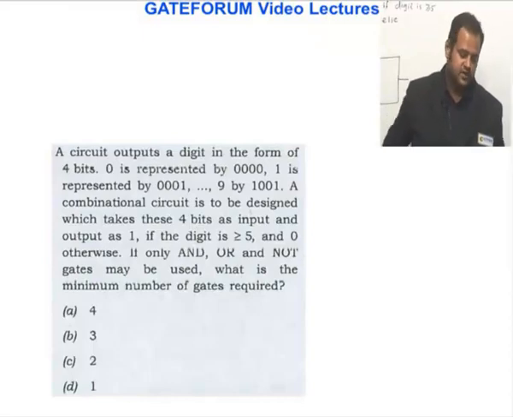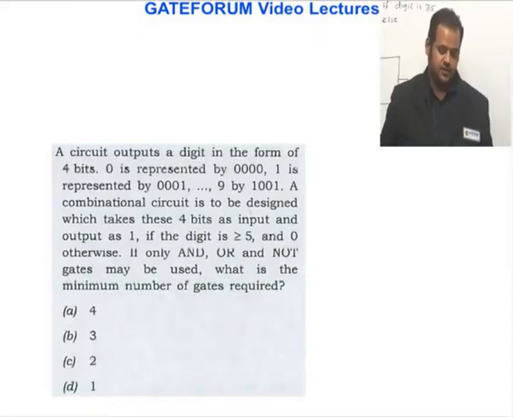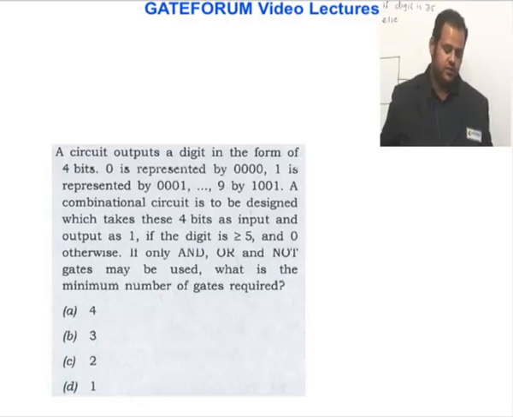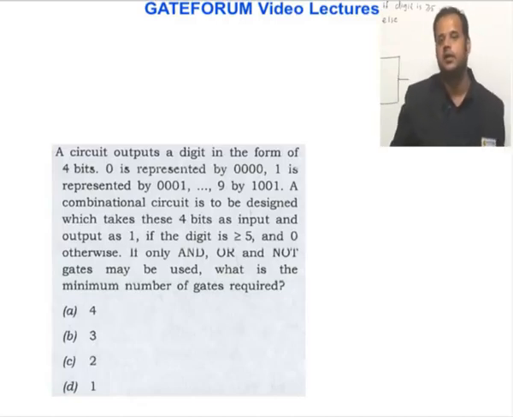A circuit outputs a digit in the form of 4 bits. 0 is represented by 0000, 1 is by 0001 and 9 by 1001. A combinational circuit is to be designed which takes these 4 bits as input and outputs 1 if the digit is greater than or equal to 5 and 0 otherwise. If only AND or NOT gates may be used, what is the minimum number of gates required, right?